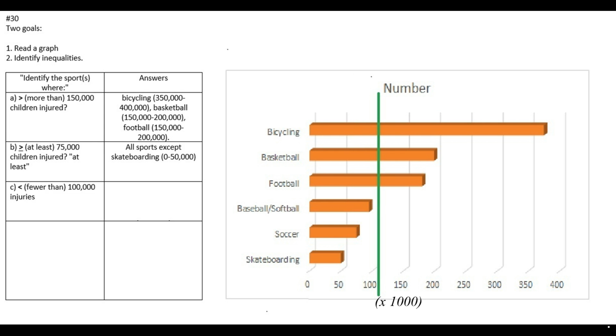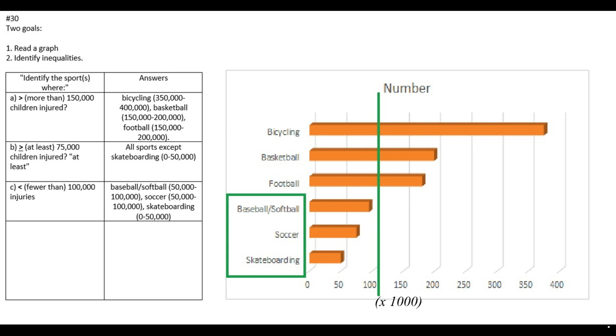All right, so part C is looking at the sports with fewer than 100,000 injuries. If you notice, our green line is right at 100,000, and there are three sports that fit that bill: baseball, softball, soccer, and skateboarding. Okay?